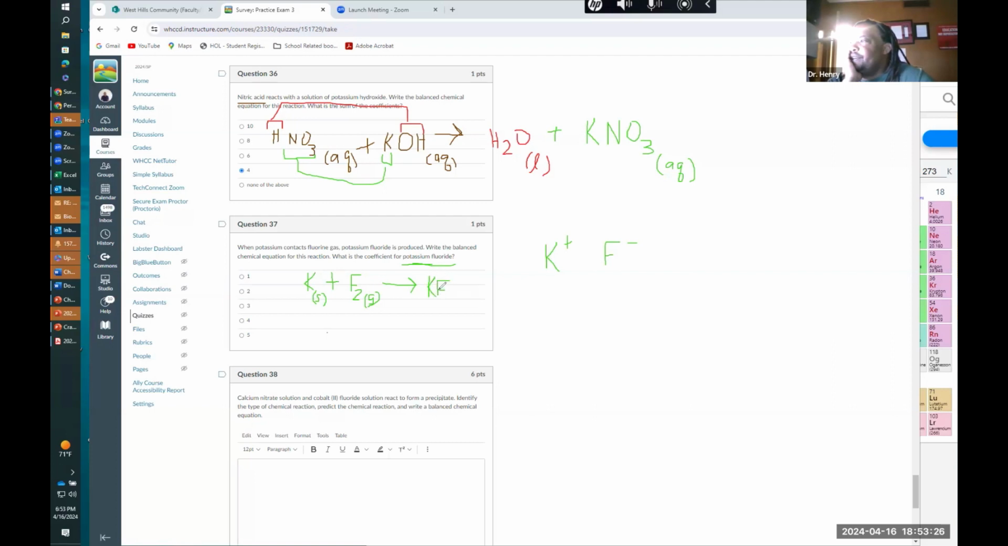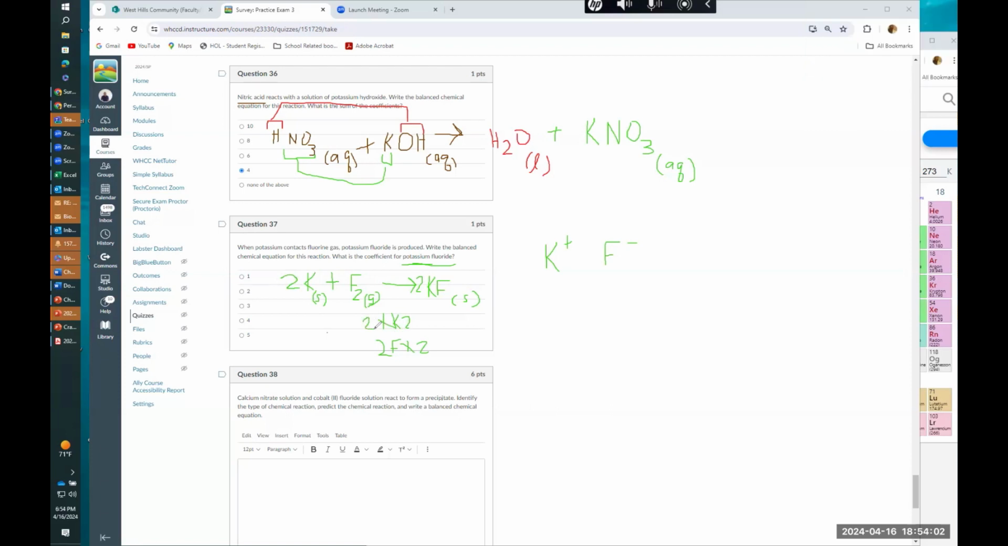K F. Okay. Is that balanced? No. Okay, so how many fluorines do we need? Two. So we need 2 on this side. Then that would give me 2 fluorines and 2 potassiums. So it's one, and then you need two on the other one. Okay, now we're balanced.